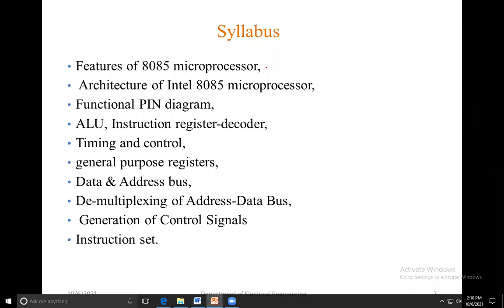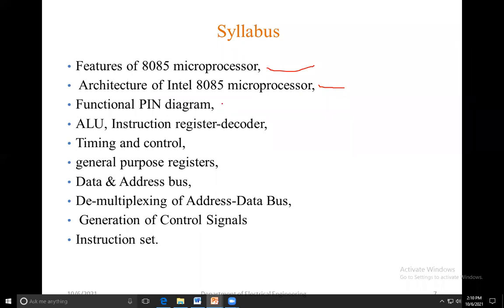First topic is the features of 8085. Features means the characteristics of the 8085. Then we discuss the architecture. Architecture means what registers are present, how registers work, what the data bus is, what the address bus is, and how it works. You are discussing this architecture in this unit.